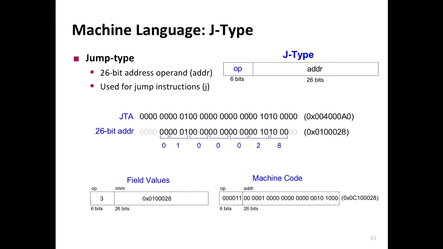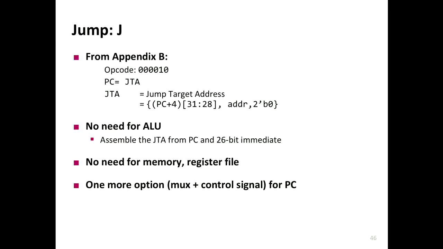Why? Because it makes things much simpler. You will not need any ALU for computing the effective address for a jump instruction, because your jump instruction only has these 26 bits, and you can simply use concatenation, and you don't need any kind of arithmetic operation.